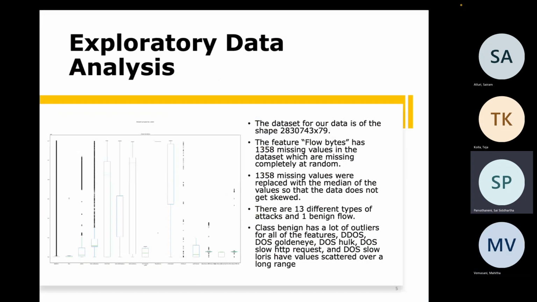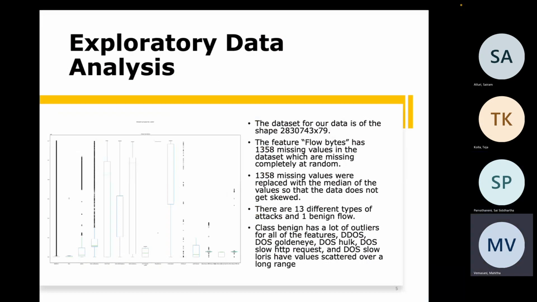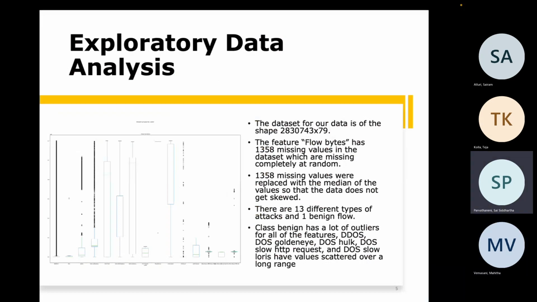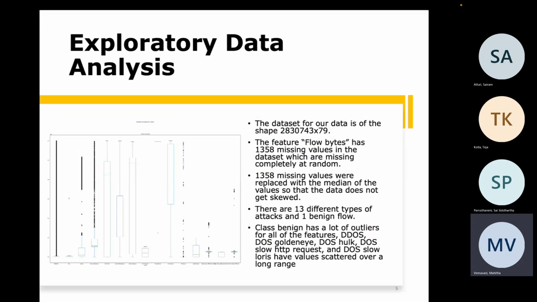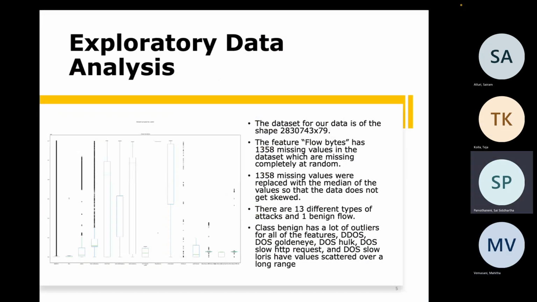In terms of the dependent feature, there are 13 different types of attacks and one Benign flow. So in total, there are 14 different classes of the dependent feature, which are the target labels. After plotting the box plots, we came to the conclusion that, compared to all the other classes, the class Benign has a lot of outliers for all the features. DDoS, DoS GoldenEye, DoS Hulk, DoS Slow HTTP Request, and DoS Slow Loris have values scattered over a long range compared to other classes for most of the features.